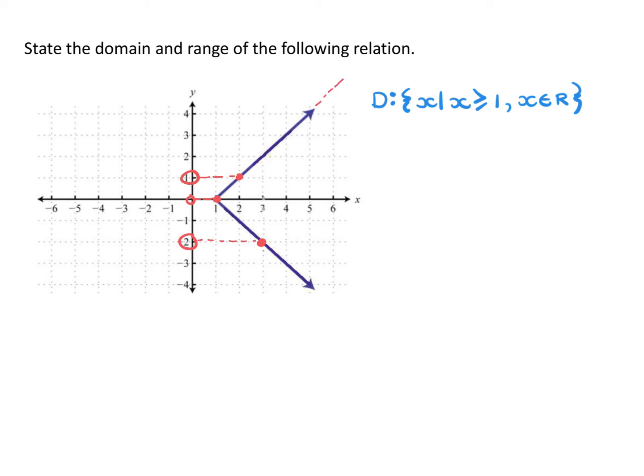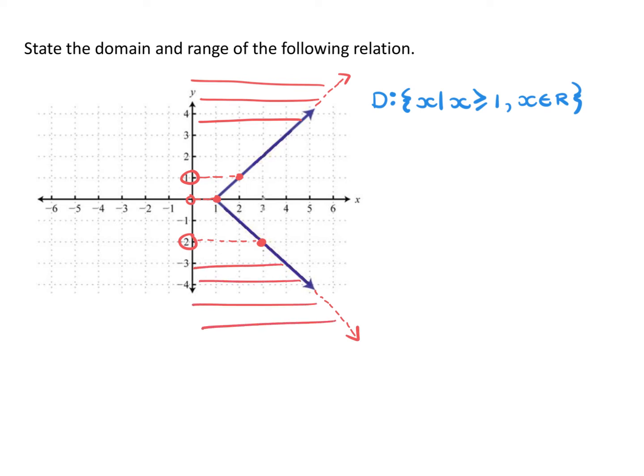If you look at our relation, it's going to keep moving upwards. So it's going to hit all the positive y values moving up. Now let's look down. It's also going to keep going downwards. So it's going to hit all the y values going down as well. So basically, it's going to hit all the y values all together.